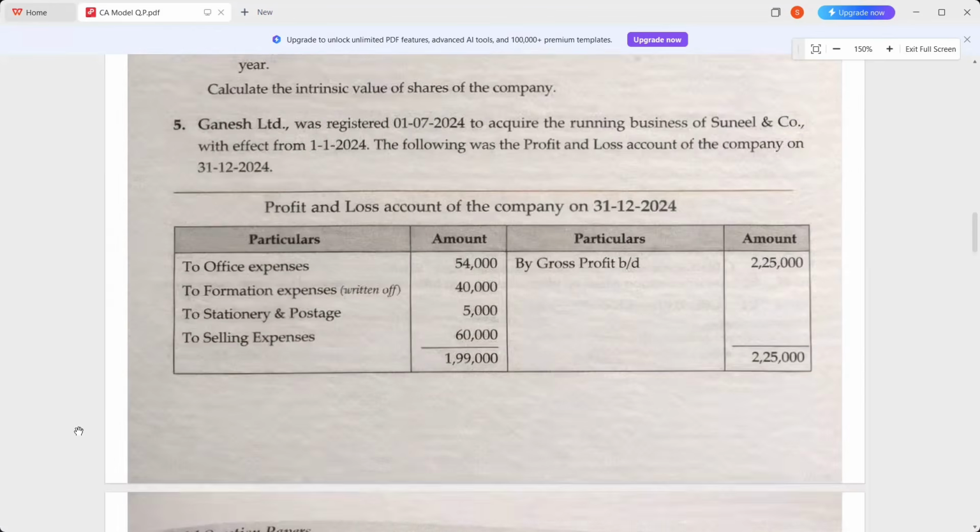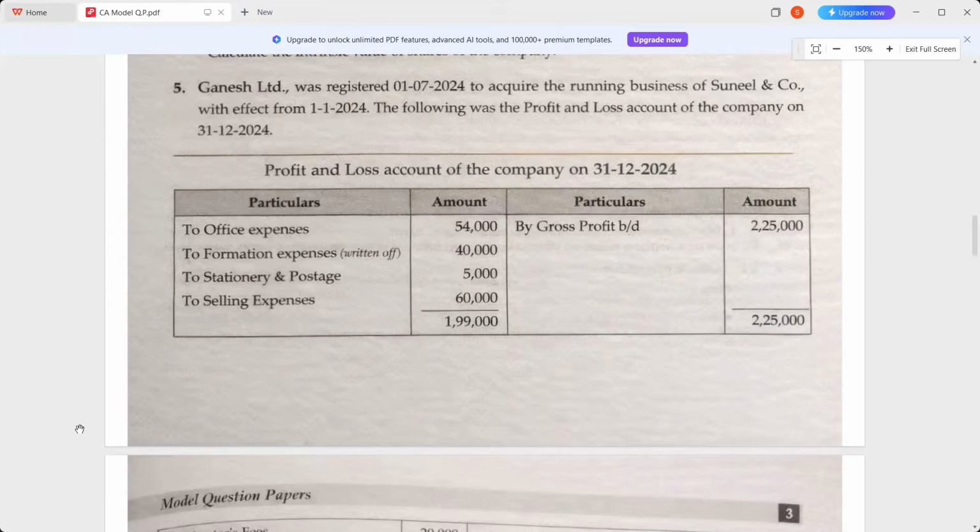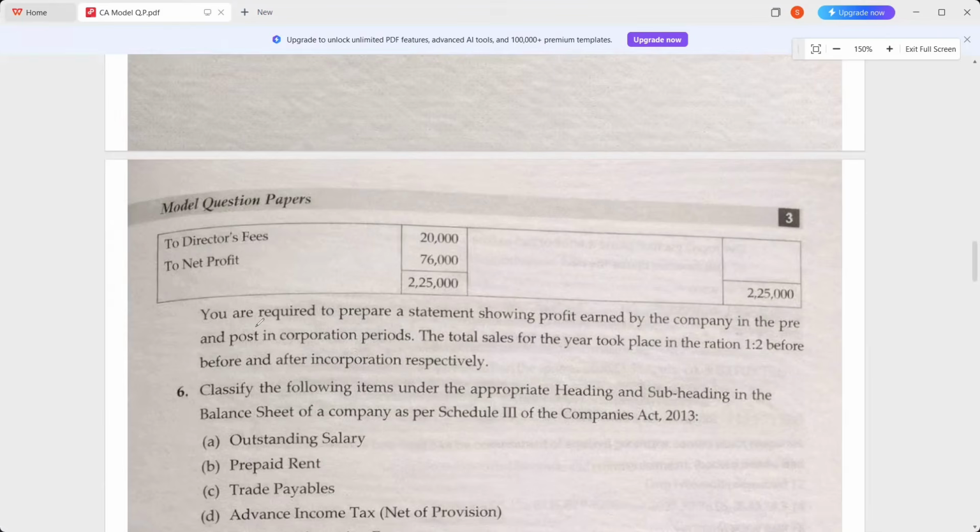Next, coming to the fourth problem under Section B. This problem is from your 4th unit, that is profit prior to incorporation. This is a simple problem where they are asking you to prepare a statement showing the profit earned by the company in the pre and post incorporation period. Here you have to prepare the statement of profit and loss of the company.